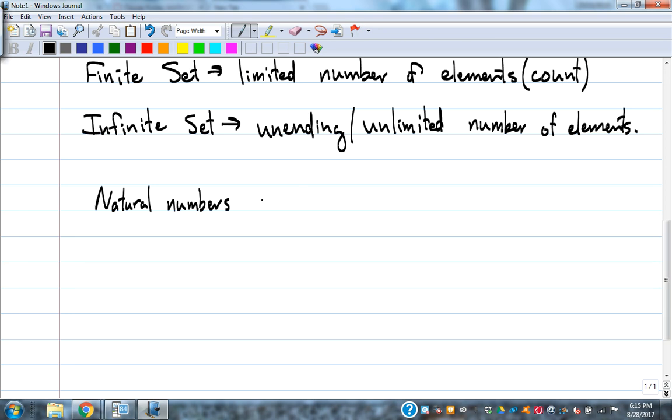The abbreviation for the natural numbers is a capital N, but you put two bars on the slant. That's the abbreviation we can use for natural numbers, the N with the two bars. 1, 2, 3, 4, ... keep going forever. The natural numbers. Are the natural numbers an infinite or a finite set?